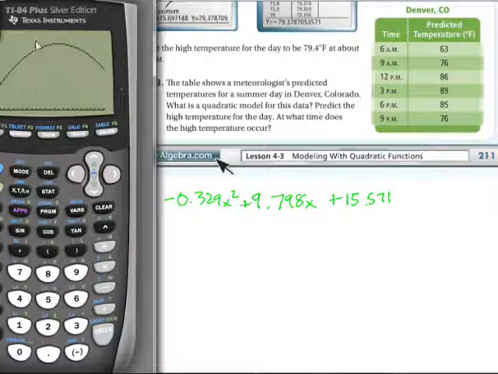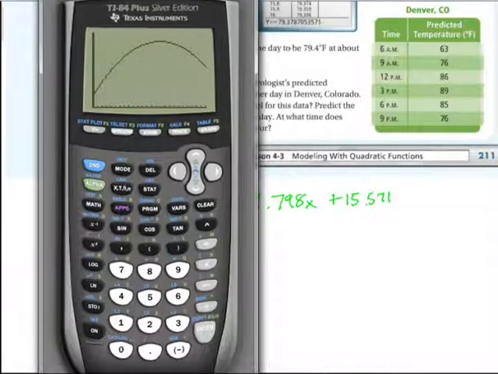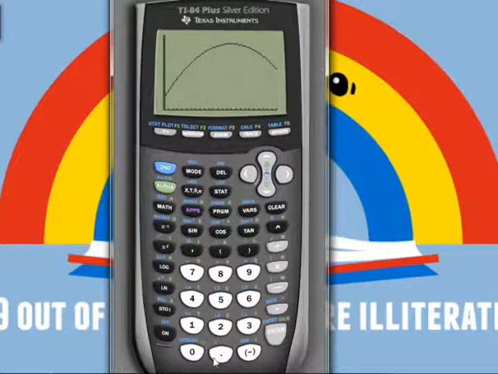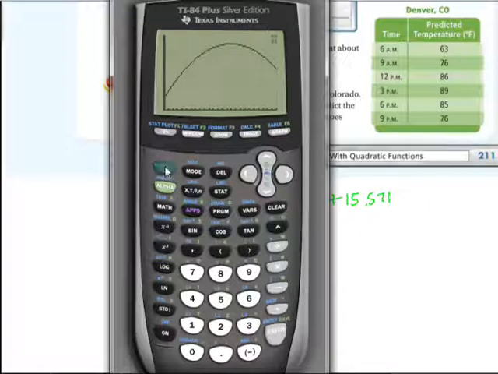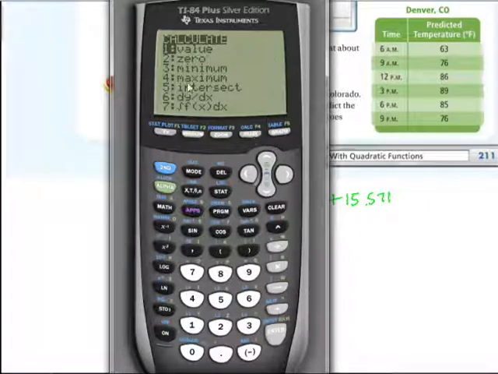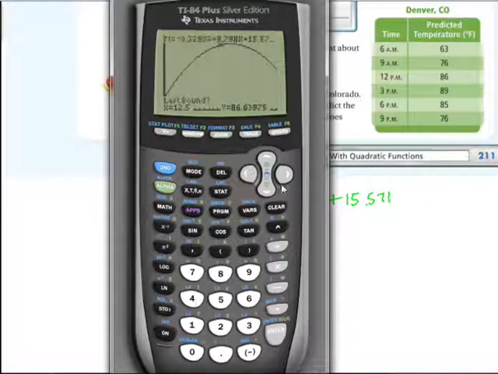And what we're looking for is the high temperature of the day, and temperature was on the y-axis. So I'm looking for the max. So some reminders for you calc folks about how to do that. We're going to hit second trace, and we're looking for the maximum. So we need left bound. Is that on the left side of the maximum? It appears so. If you're not sure, just move it over a little bit, and I hit enter.